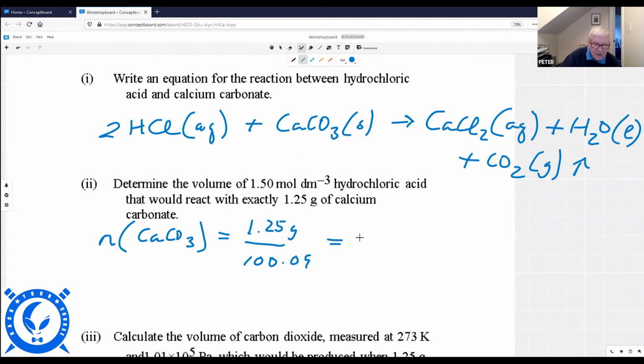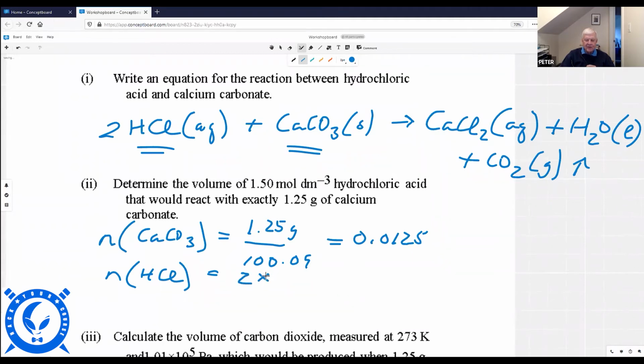We'll say that's essentially 100, so this works out to be 0.0125. That's the number of moles that you have. Then the number of moles of HCl is going to be equal to, from the balanced equation, you know the 2 HCl react with 1 CaCO3. So the number of moles of HCl will be 2 times the number of moles of calcium carbonate, or 2 times 0.0125, which, if memory serves, will be 0.